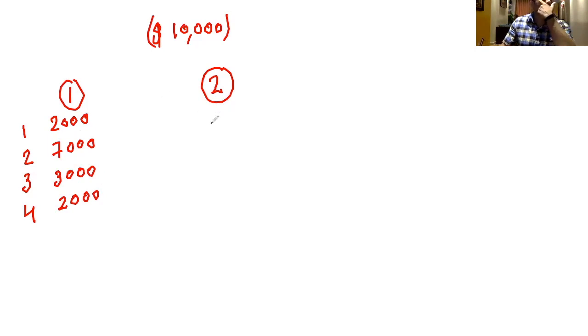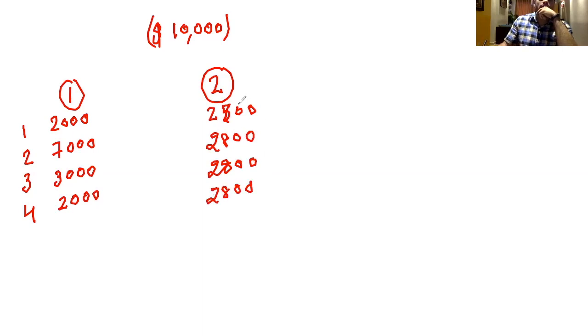And here, for project 2, let's say 2,800, 2,800, 2,800, 2,800. So this is your even cash flows. All right. So let's calculate for uneven cash flow first.